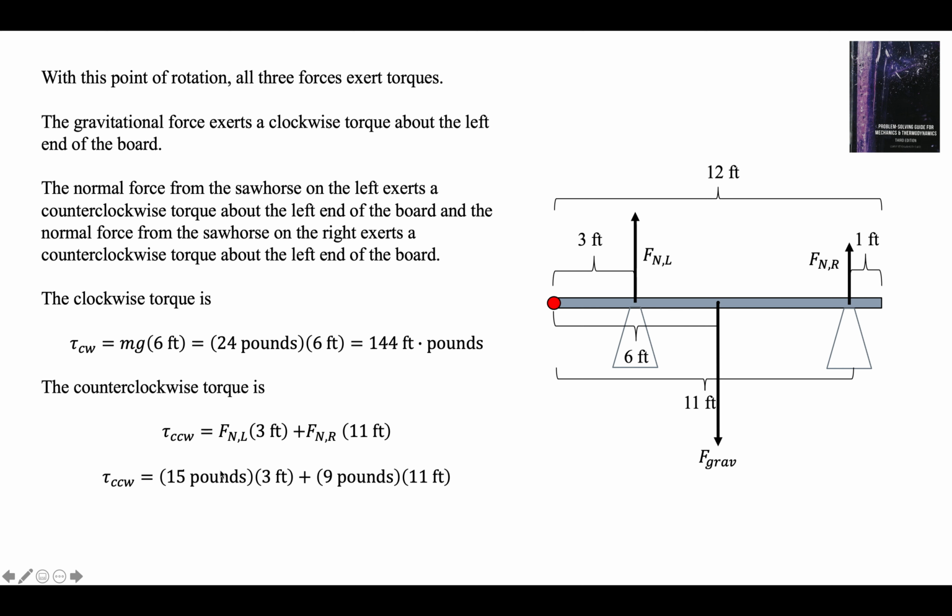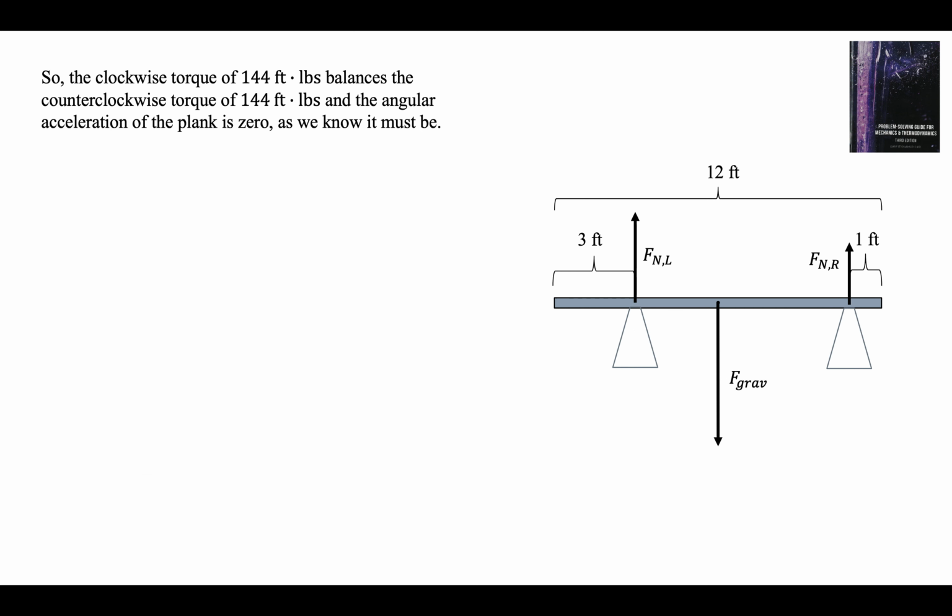And we know those forces already. 15 pounds is 3 feet away. That's 45 foot-pounds. 9 pounds is 11 feet away. That's 99 foot-pounds. 45 foot-pounds plus 99 foot-pounds is 144 foot-pounds, which is the clockwise torque. So it's not going to rotate because the counterclockwise torque equals the clockwise torque about any point you want to choose. Plank's not going to rotate. We know it's not going to rotate.